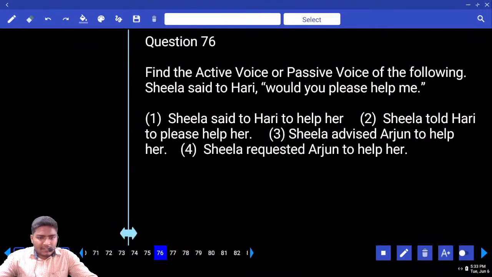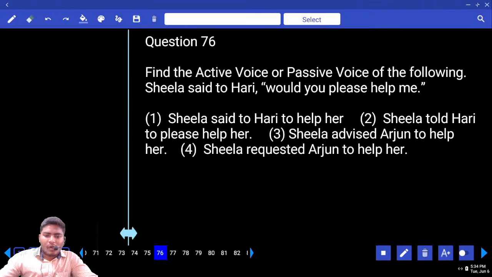Question number 76, change the voice. Is it voice or speech? Voice only. Check the sentence properly. Is it voice or speech? Speech. The direction is not correct.